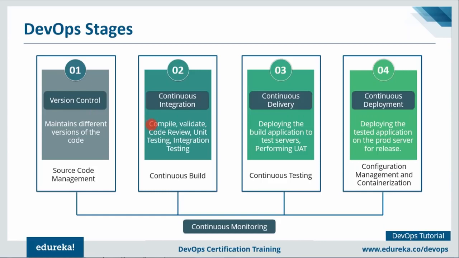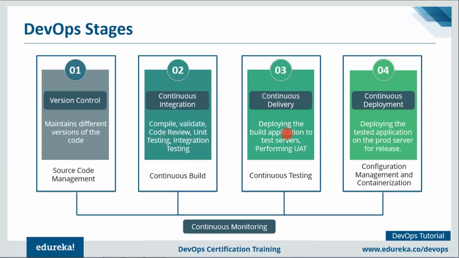Then we have continuous integration. Continuous integration is basically building your application continuously. What I mean by that is, suppose any developer made a change in the source code, a continuous integration server should be able to pull that code and prepare a build. Now, when I say build, people have this misconception of only compiling the source code. It is not true, guys. It includes everything, starting from compiling your source code, validating your source code, code review, unit testing, integration testing, etc., and even packaging your application as well.